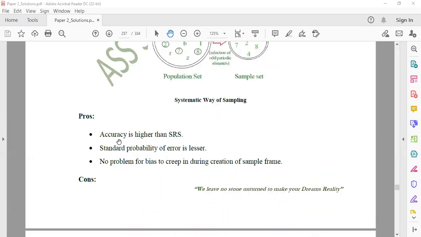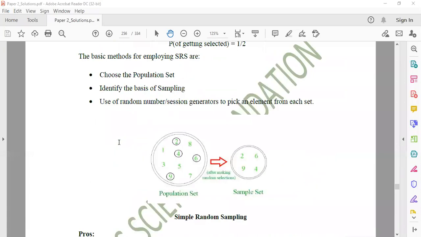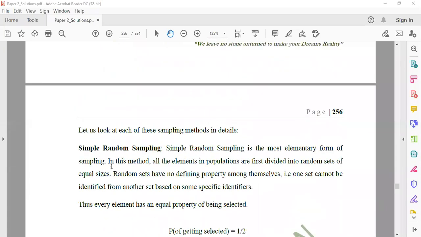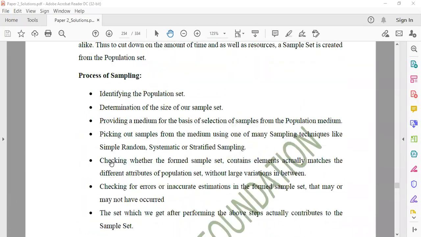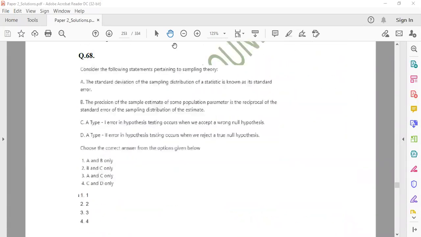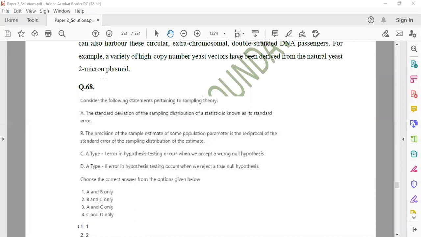Quite a detailed thing has been given here, but let's talk about it. So question number 68 says what? It says, consider the following statements pertaining to the sampling theory.